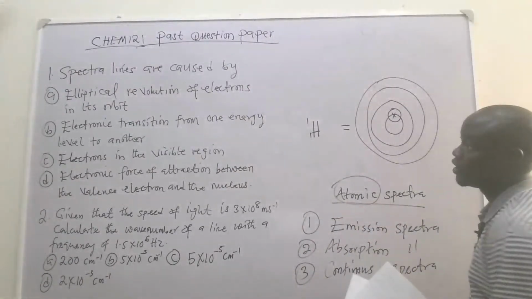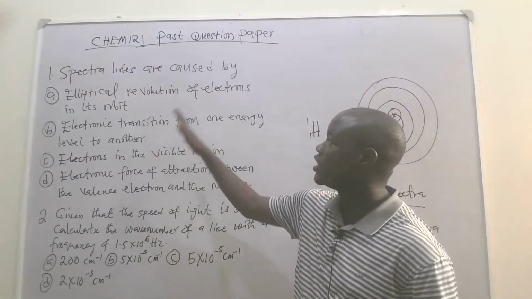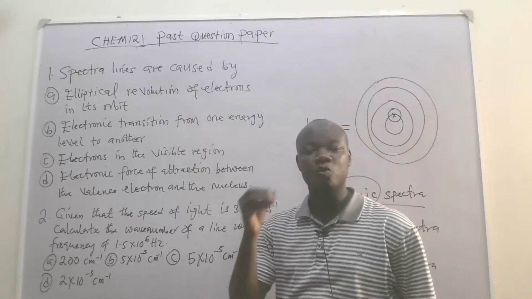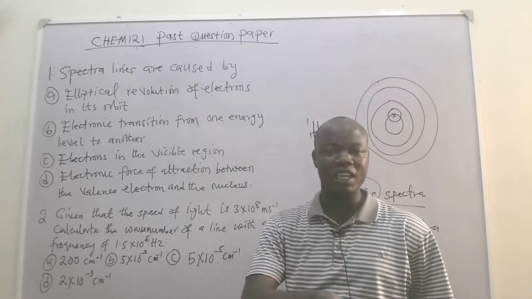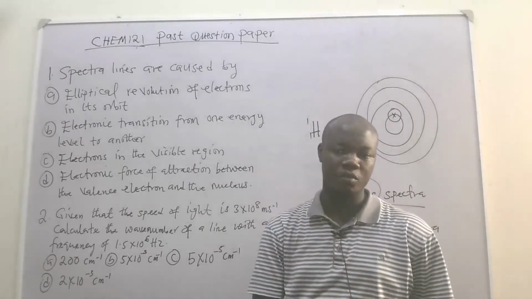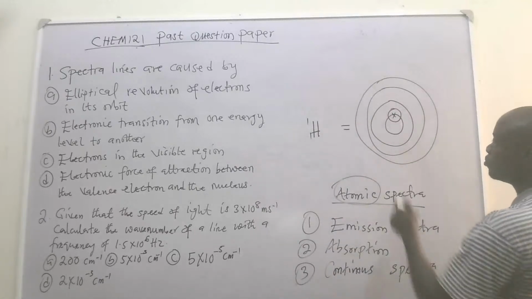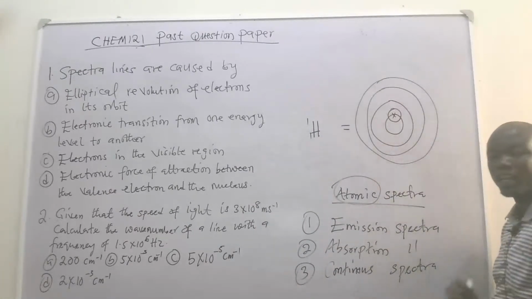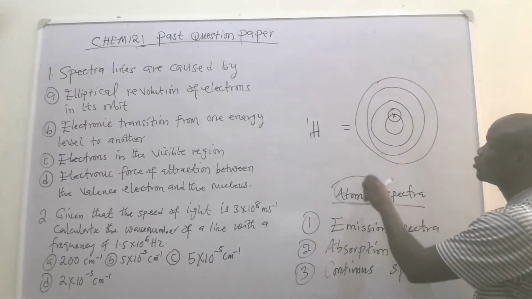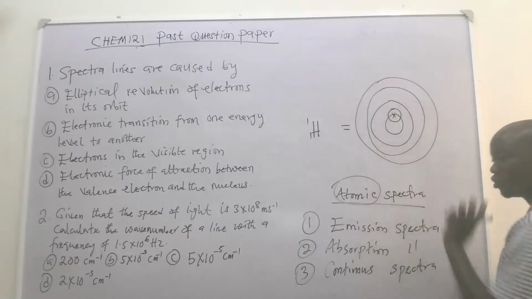So what I'm saying, ladies and gentlemen, is that the first question is asking about atomic spectra. The question says the spectral lines are caused by what? Generally, when atoms absorb or emit energy, they tend to transit their electron from one energy level to another. In this case, this is the hydrogen atom, which has only one electron, so it has a minimum energy. The minimum energy that the hydrogen atom has makes the electron stay on its outermost shell.